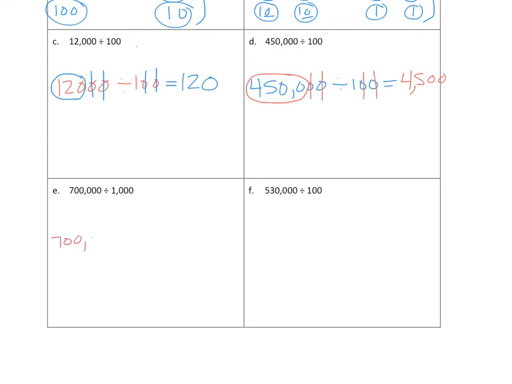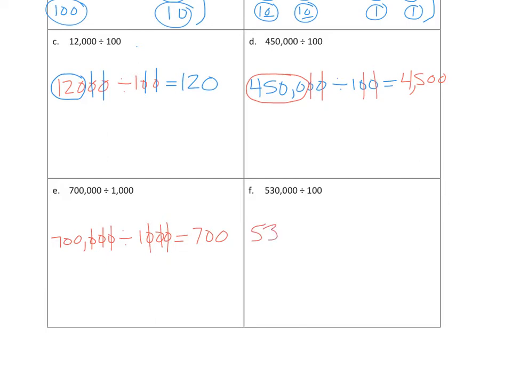So let's write that to show our thinking, to show our work. And then we're going to divide it by 1,000. Since there's 3 zeros in 1,000, we're going to cross them off to make 700,000 smaller. We're going to cross off the 3 zeros in 700,000, which leaves us with the quotient of 700.